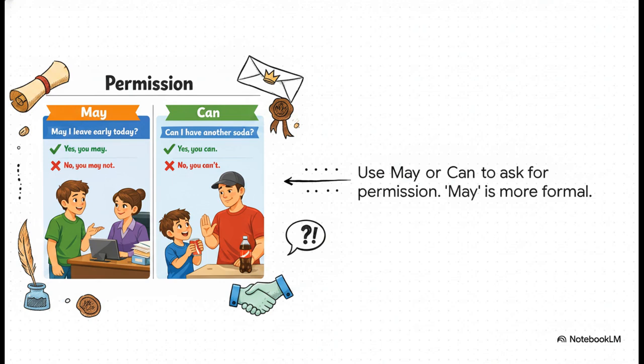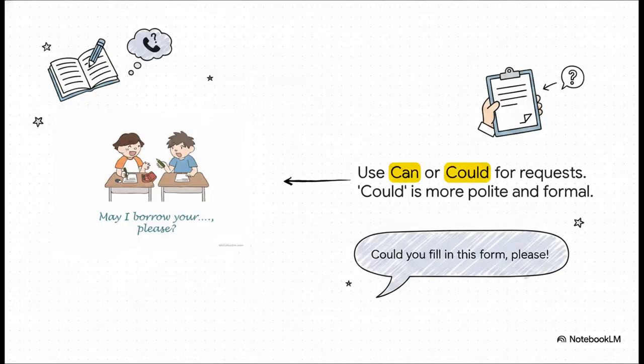Okay, so now we're going to shift gears a bit from ability to permission. And for this, we use both may and can. Now, what's the difference? It really just comes down to formality. May I sounds a lot more formal and polite than just saying, can I? And finally, requests. This is when we're asking someone else to do something. You know, can you help me is totally fine, but if you want to dial up the politeness, could is your best friend. Could you fill in this form, please? See how much softer and more polite that sounds?